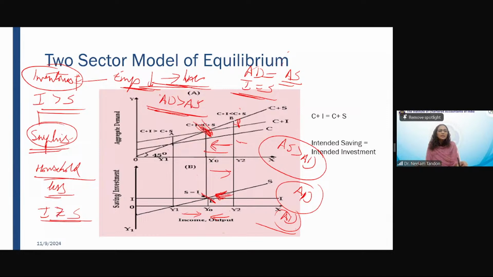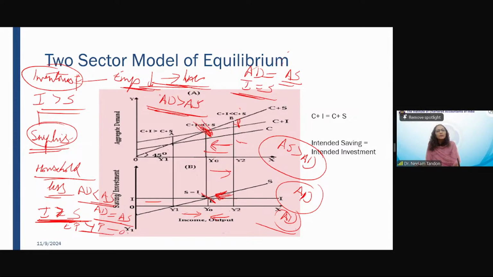If investments are greater than savings, that means you are to the left side. That means the economy should grow. And if economy will grow, that means aggregate demand is less than the aggregate supply. So aggregate demand should increase. How long will aggregate demand increase? Till the time aggregate demand is equal to aggregate supply. That means if this is a scenario, income in the country will increase. Employment in the country will increase. Output in the country will increase.